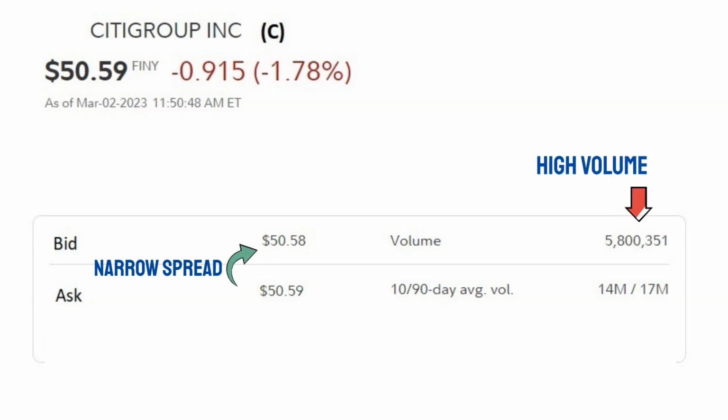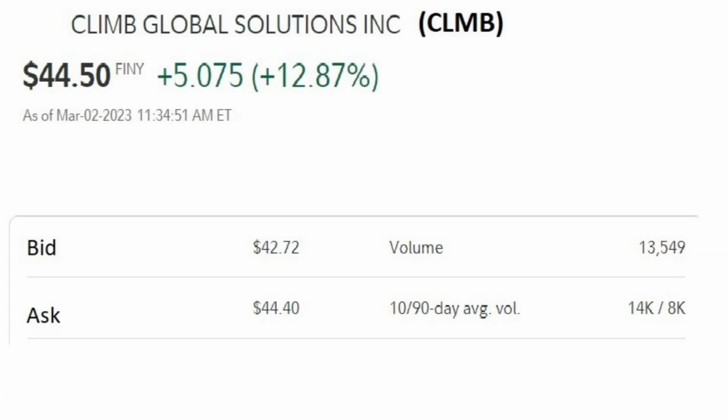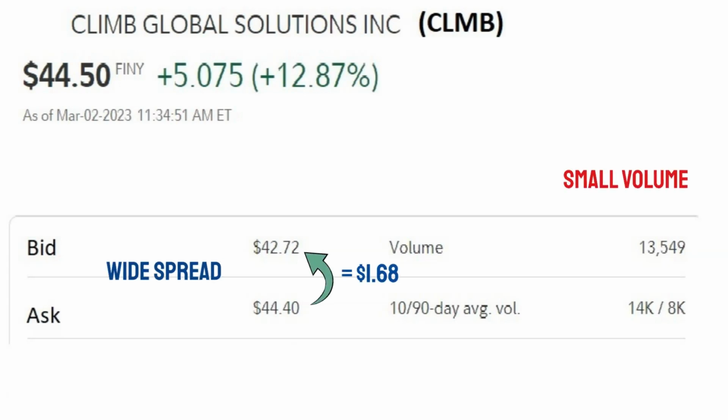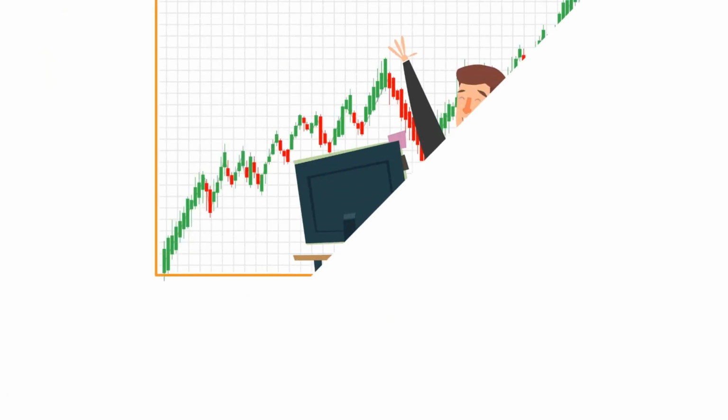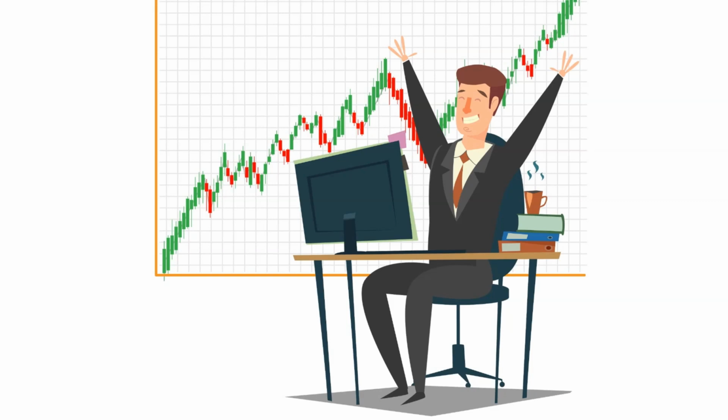Example: Citibank's trading price spread is narrow, only a 1 cent difference between bid and ask price, because this stock is less volatile and the available stock volume in the market is large enough to buy and sell. On the other hand, Climb Global Solutions Inc. has a wider spread of $1.68 because it has small volume and volatile trading. For day traders who make multiple trades in a day, small spreads will help them make quick profit.